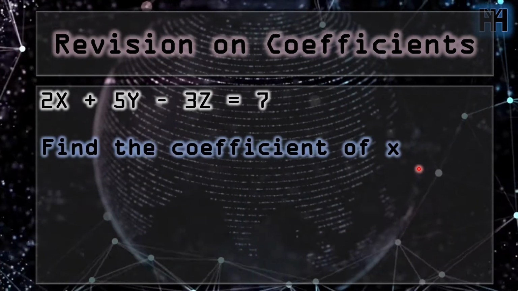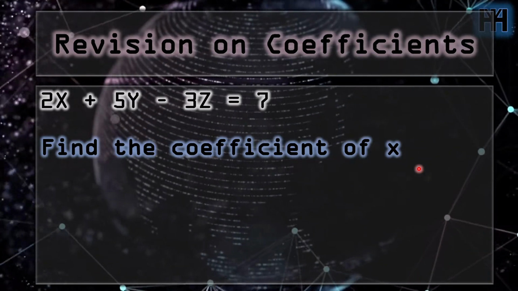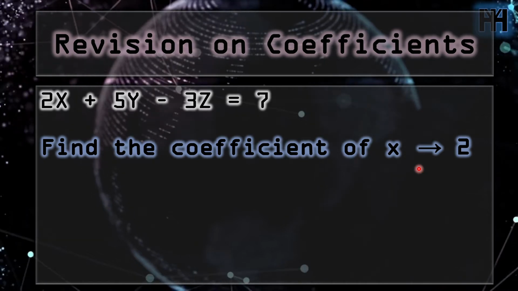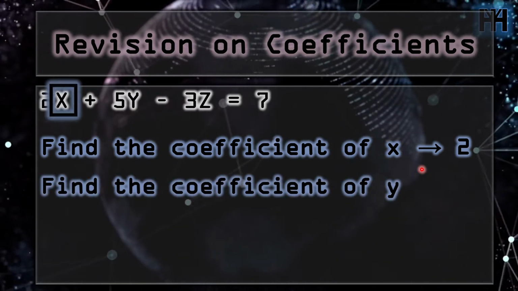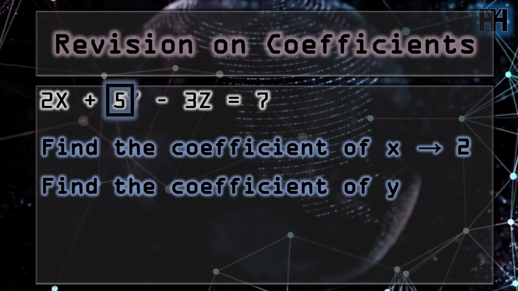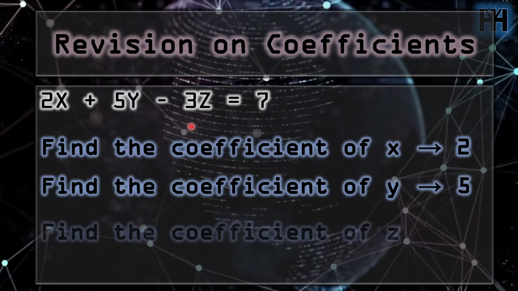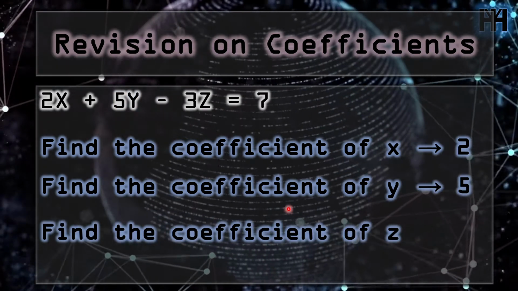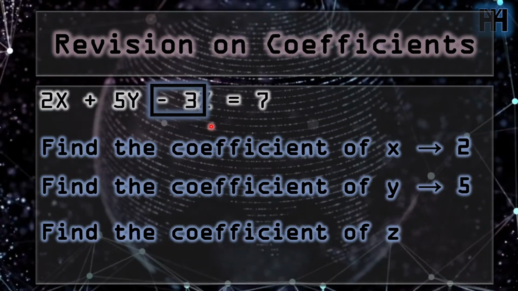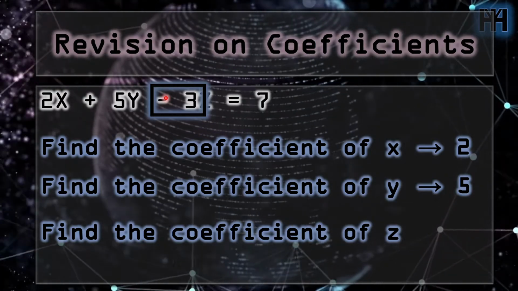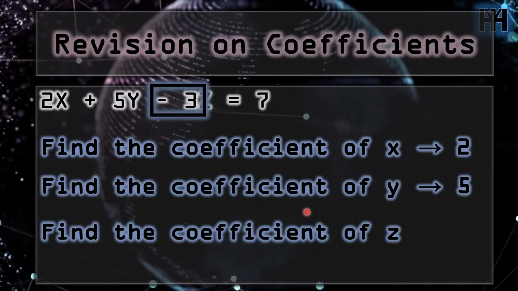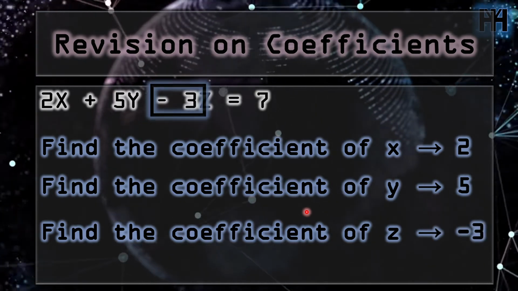Find the coefficient of x. It is the number multiplied to x, so it will be 2. Find the coefficient of y. It's the number that's multiplied to the y, so it will be 5. Then the coefficient of z is the number multiplied to it, and it's negative 3. Don't forget the sign. If there is a negative, don't forget it. So the coefficient of z is negative 3.